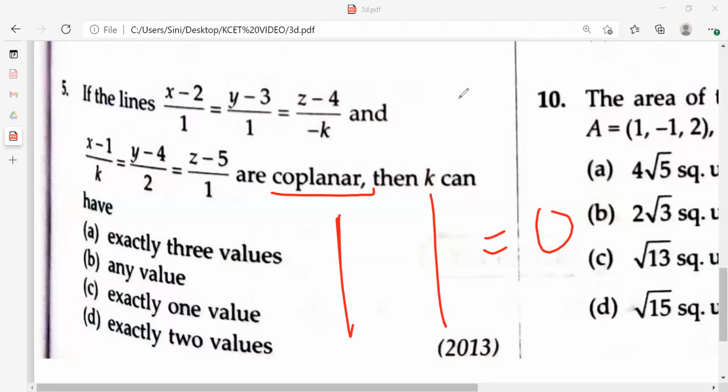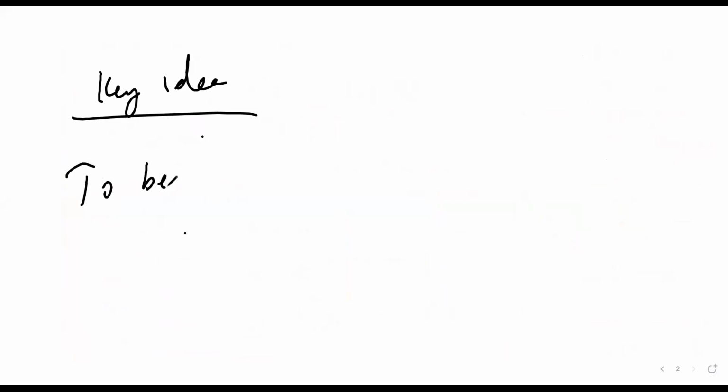So guys, coplanarity. The first important thing for coplanarity, I'll write down. For 2 lines to be coplanar, okay, key idea. This is the most important thing for us to do. So to be coplanar, this is my coplanar condition written here.